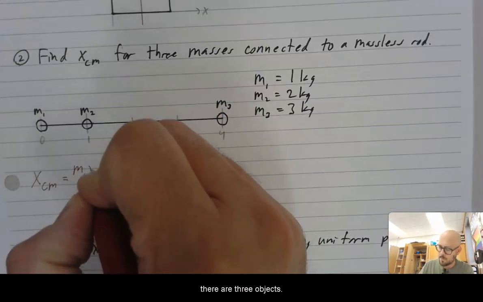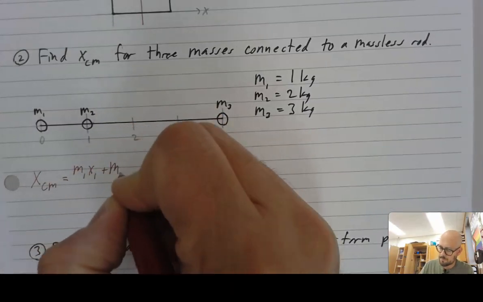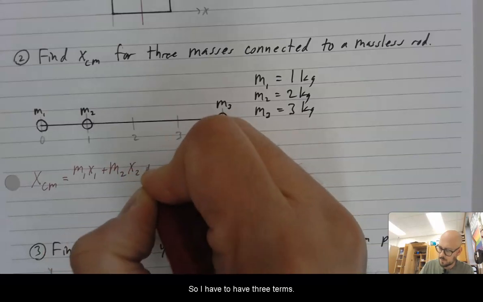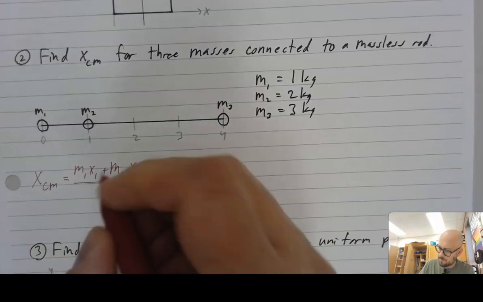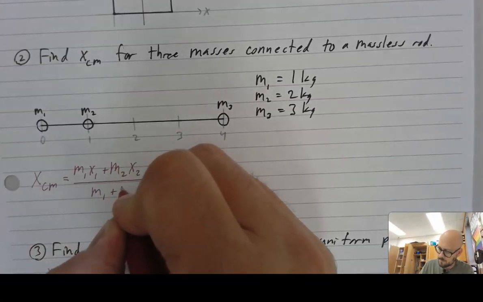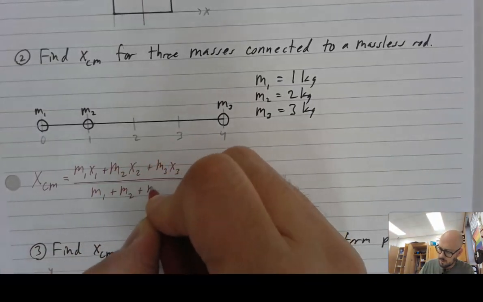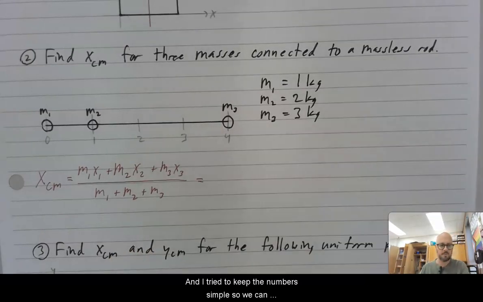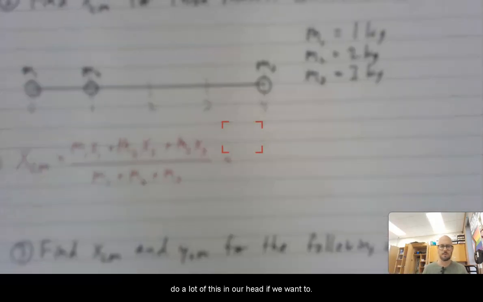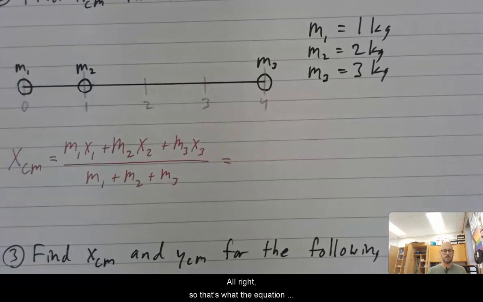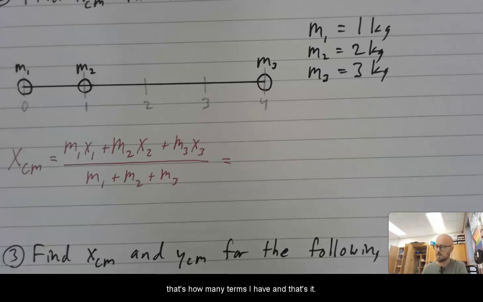There are three objects, so I have to have three terms. And I tried to keep the numbers simple, so we can do a lot of this in our head if we want to. All right, so that's what the equation would look like for the three objects. And now I just need to plug things in. However many objects, that's however many terms I have, and that's it.